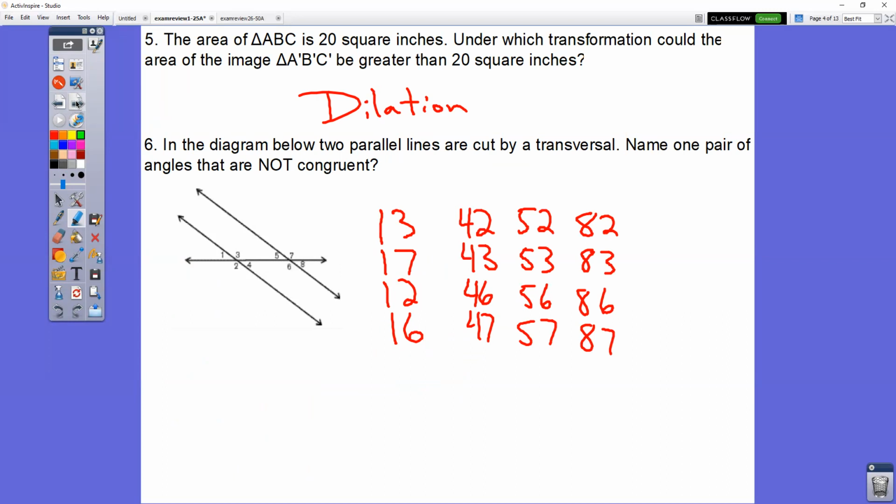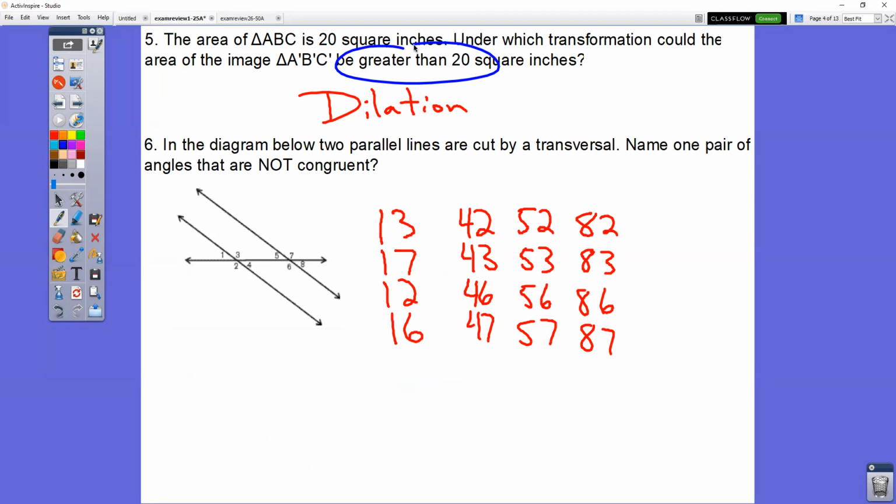Question number 5. The area of triangle ABC is 20. Under which transformation could the area be greater than 20? Well, the only one that makes it bigger or smaller is a dilation. Now we go to the next chapter's worth of questions. This is the angles chapter now.